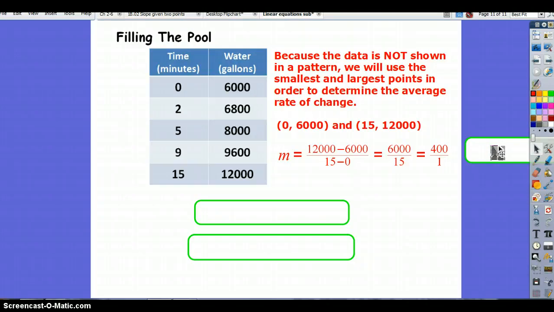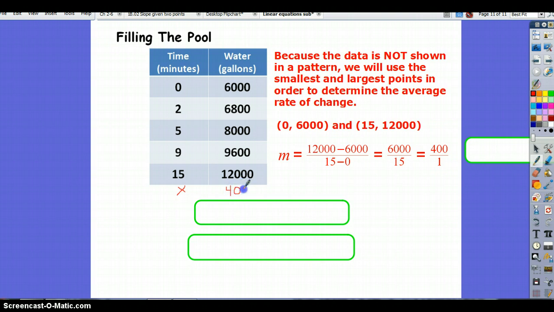So then that means that the rate of change, the water is increasing by 400 gallons per 1 minute. That's what this rate of change is indicating. 400 gallons of water is increasing per minute. So now we have to write our formula, right? If the table had been in a pattern, we would have put an X right here, and we would have gotten a 400X here for the most part.